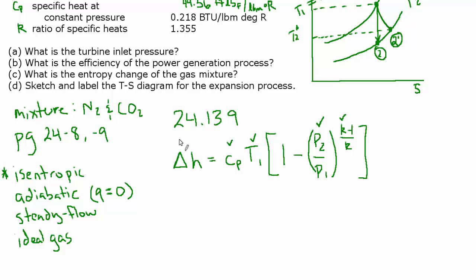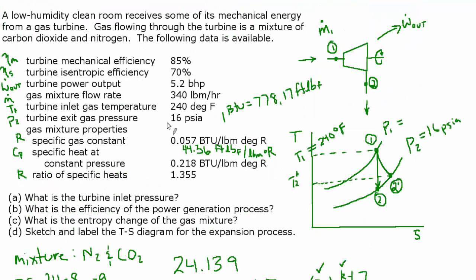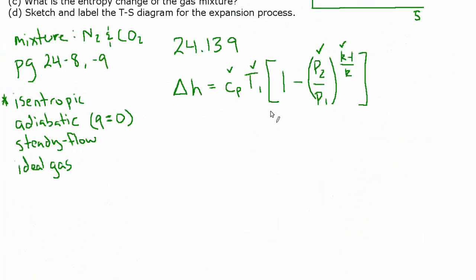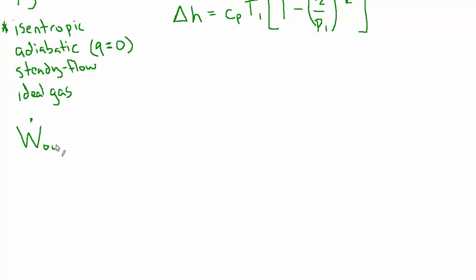Okay, so our new mission en route to getting P1 is to calculate the change in enthalpy that comes out of this cycle, assuming it's isentropic. And we're going to start from the work. So the power, we know the power output for this cycle. We know it's 5.2 bhp. So we have W dot out equals 5.2 bhp. But we also know that the process is not isentropic.